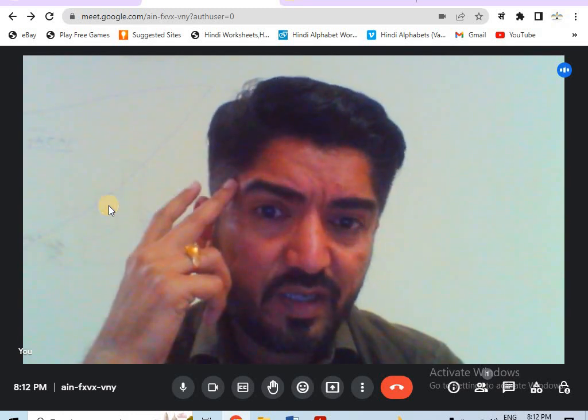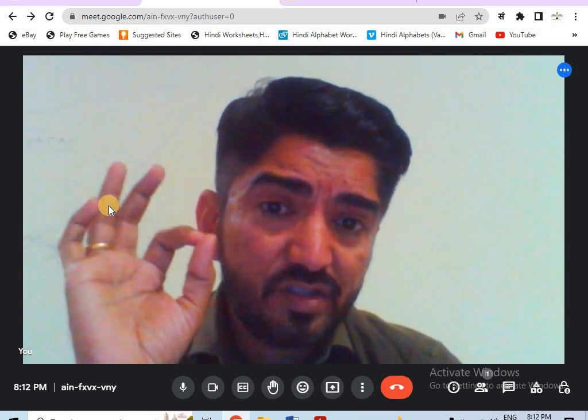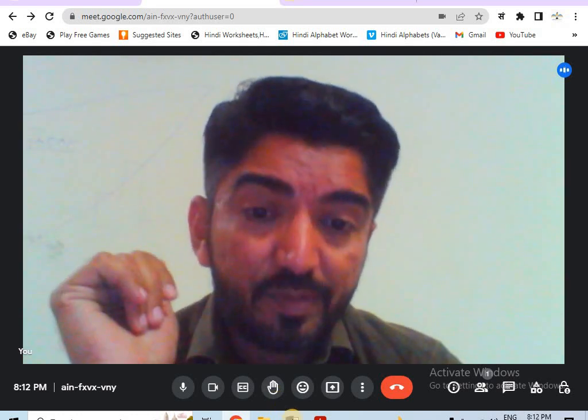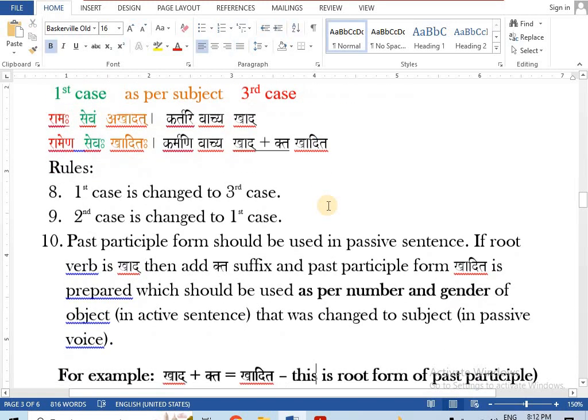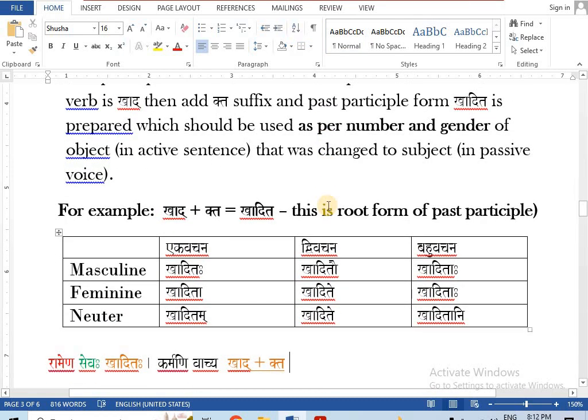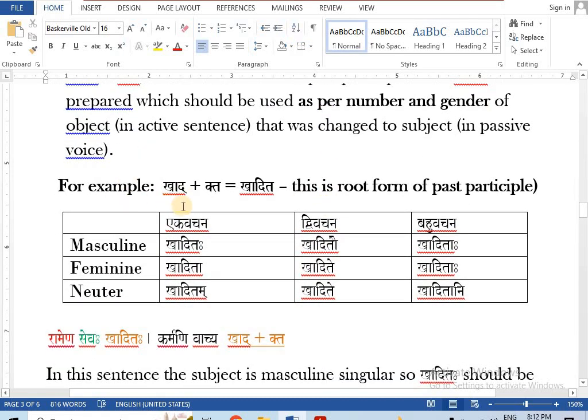Now you would be thinking, why, sir, only gender and vachan? Then let me show you. When you add the kta suffix and prepare this khadita, you can prepare 9 different forms as per 3 genders and 3 vachans. Check this. For example, khad plus ta gives khadita. Now this is the root form of the past participle, students. This is a crude word. You can't use this in the sentence. You have to use it as per male, female or neuter, and ekvachan, dvivachan, bahuvachan.